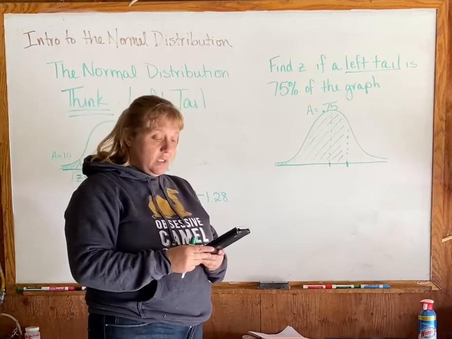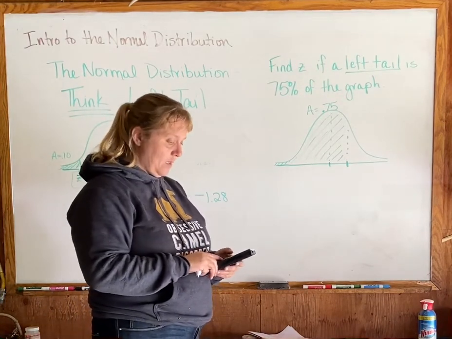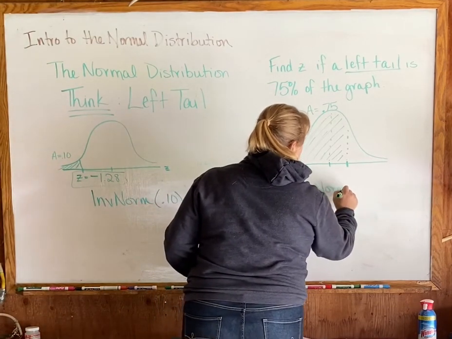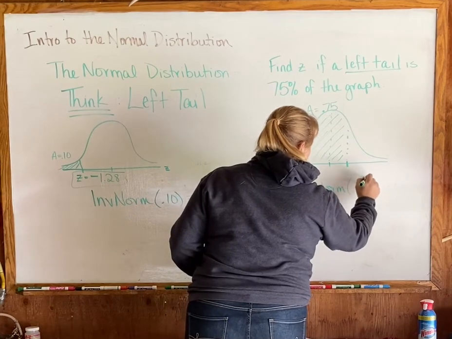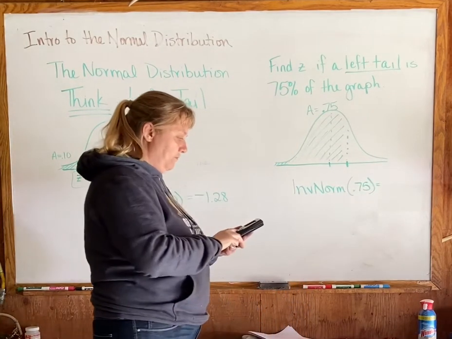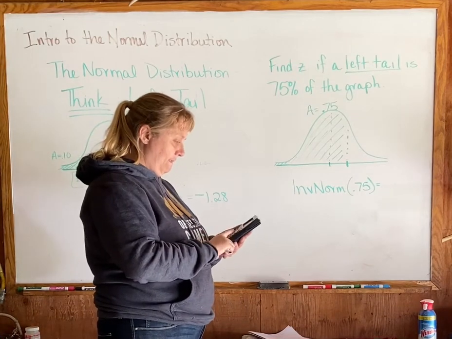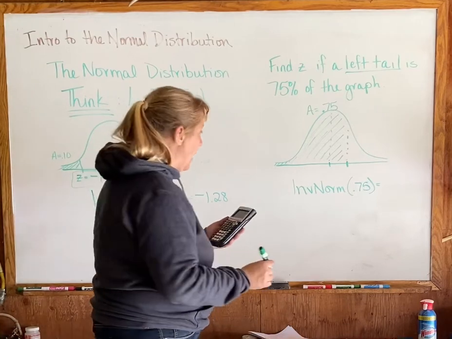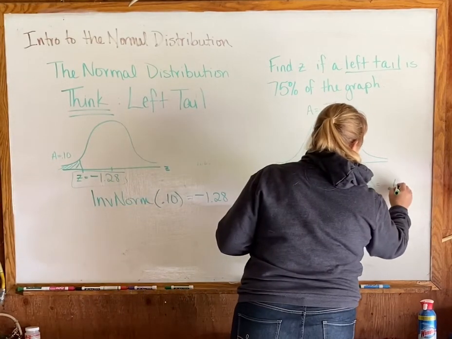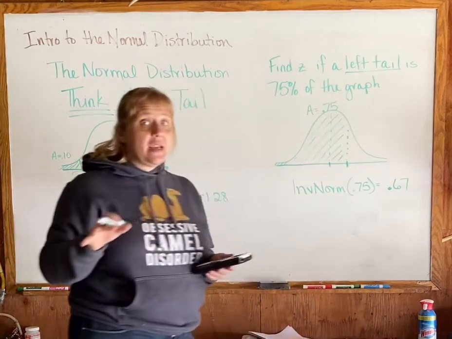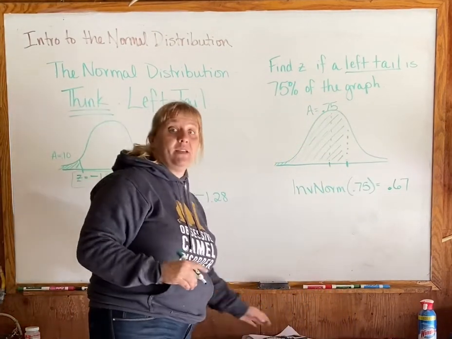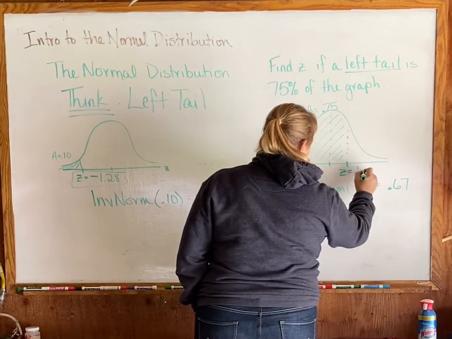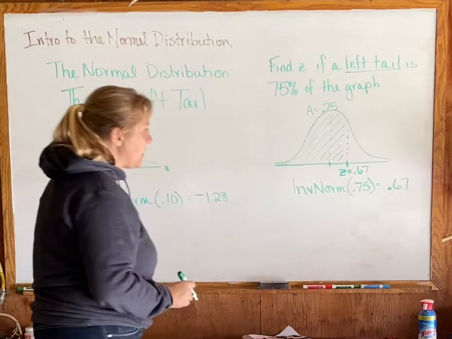So again, you're going to go to your inverse norm. So inverse norm, and we're going to put 0.75, and we'll see what pops up. I got 0.67. Now remember, this is not an area, this is a z-score, so we only want the 2 decimals. So we get a z of 0.67. Okay, and there is our answer.